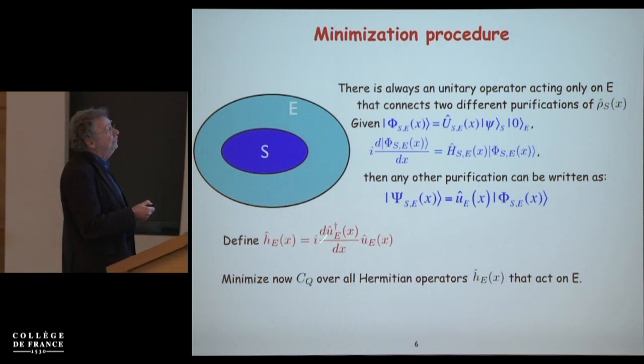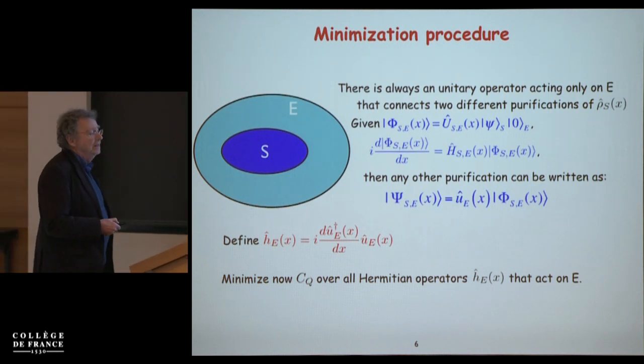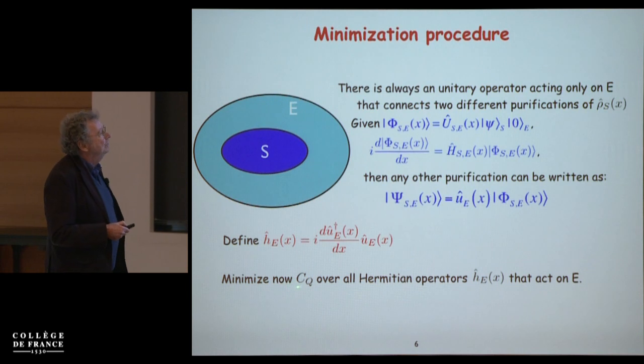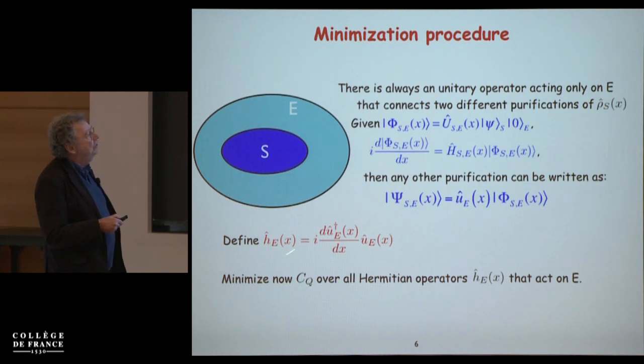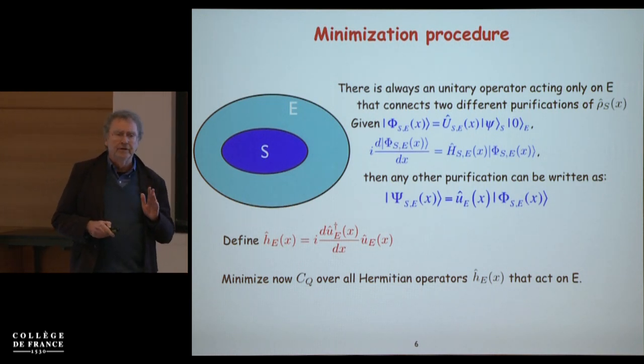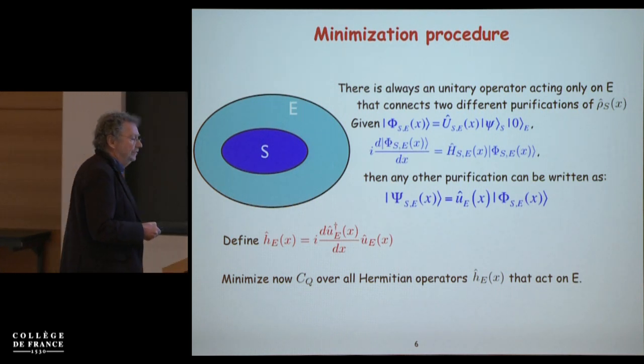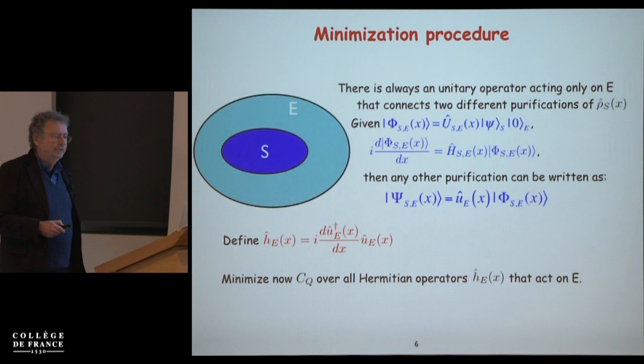Now we define in the same way as before some generator of this unitary evolution, and then the problem is now to minimize C of Q over all Hermitian operators HE that act on the environment. Okay, so that's the procedure that we have adopted, and we are going to give other examples of that in this lecture. So enough for the review.